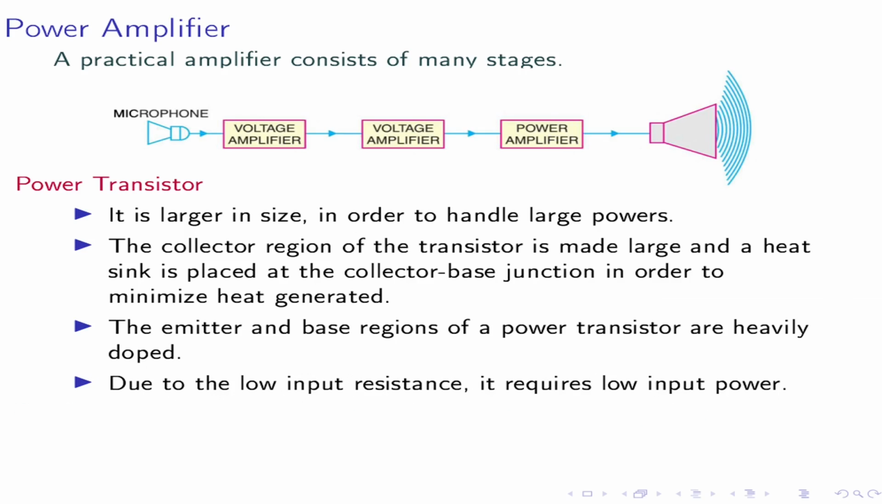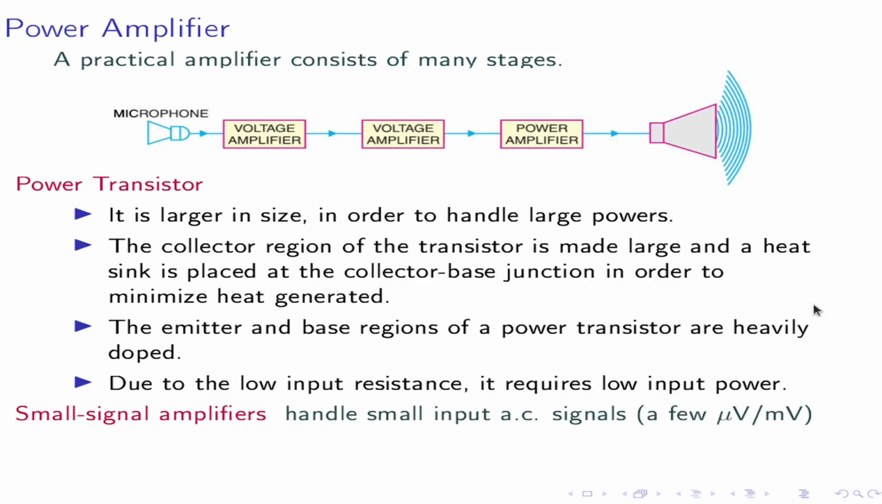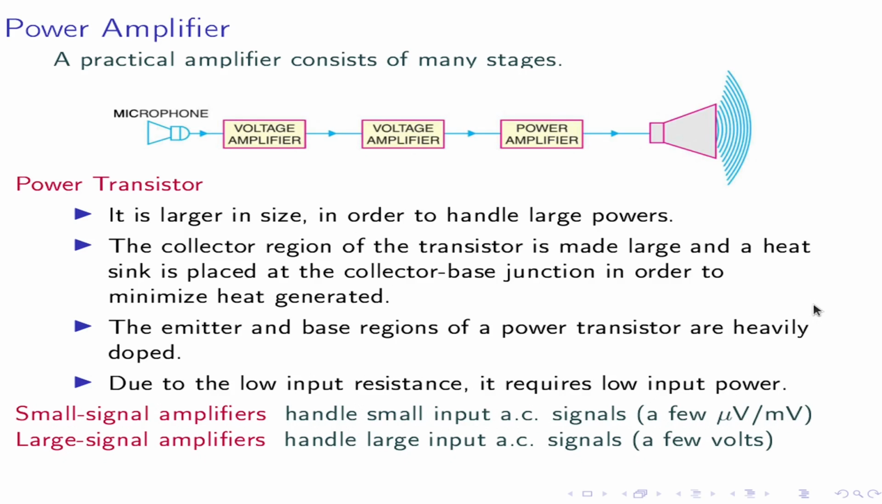Power amplifiers are mainly classified into two, such as small signal amplifier and large signal amplifier. Small signal amplifiers handle small input AC signals, a few microvolts or millivolts. Large signal amplifiers handle large input AC signals such as a few volts. There are more classifications such as audio amplifiers, radio frequency amplifiers, narrowband amplifiers, and wideband amplifiers.